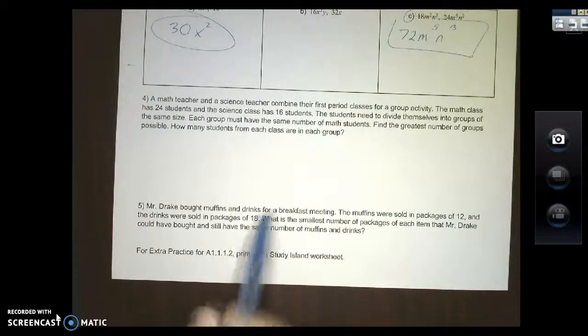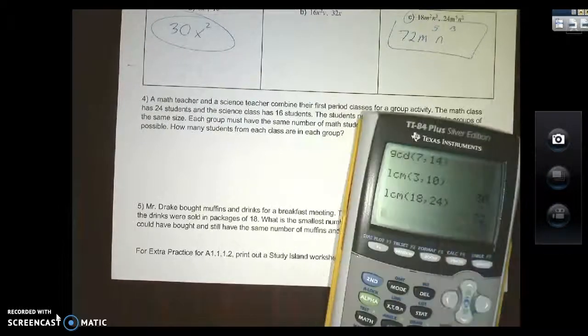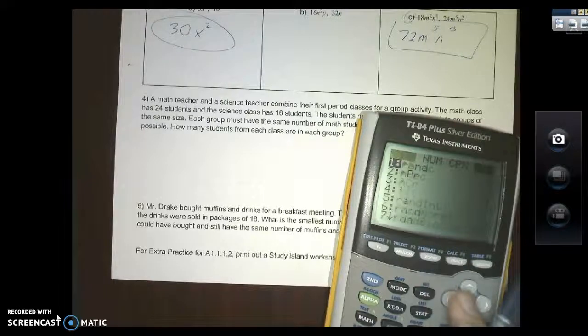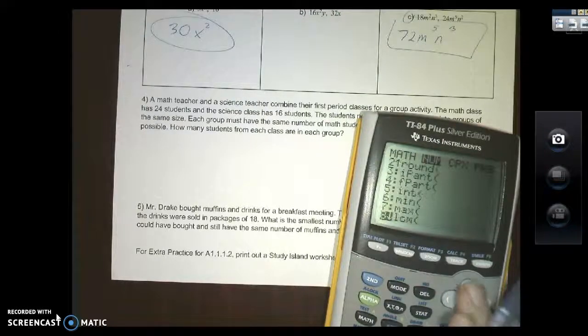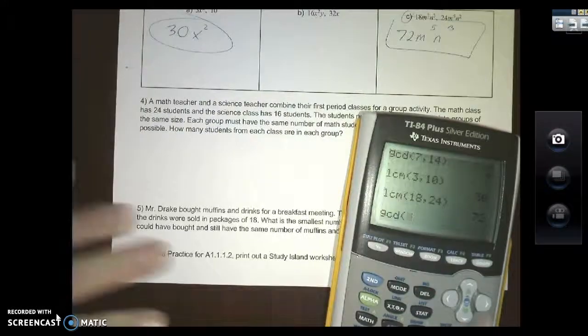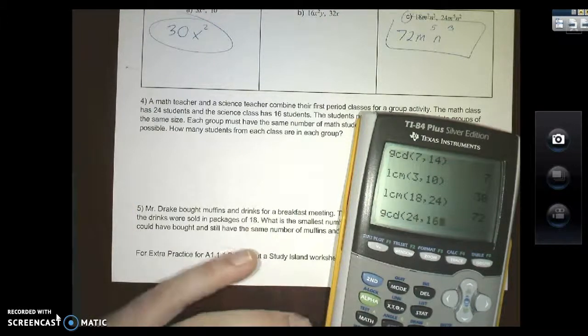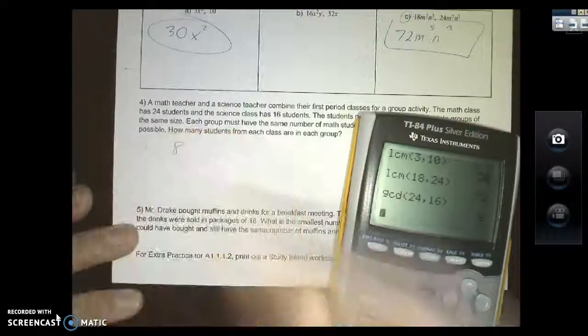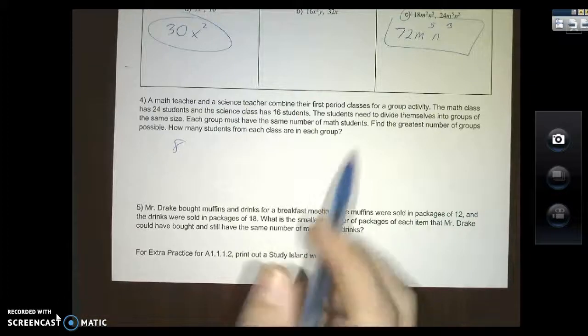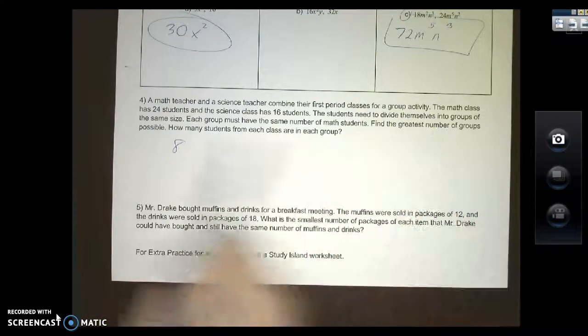Alright, so what we're going to take a look at here is we're going to find your GCF. You can't go high with this one because think about it, you only have 24 students, 16 students. If you try to do LCM, you go very, very high. So if I did math GCF or GCD of 24 and 16, I get 8.